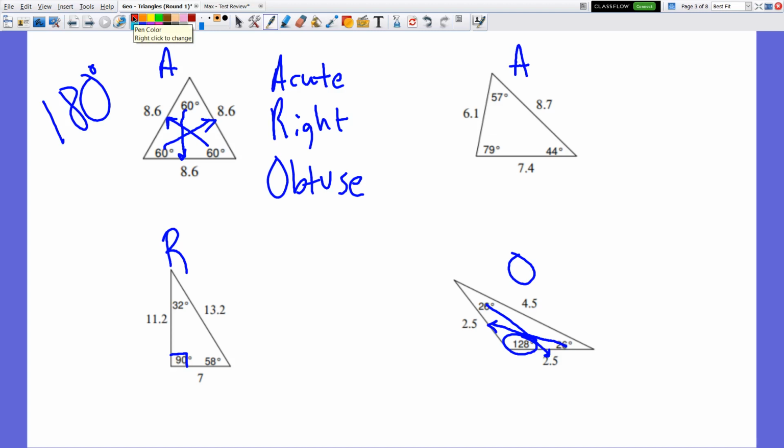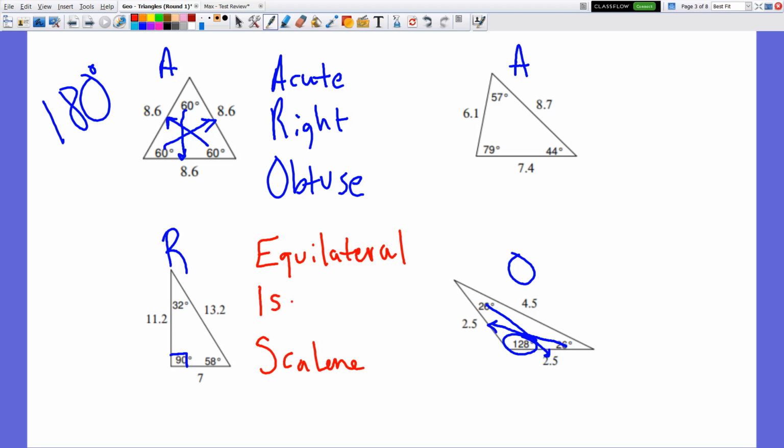Now what about if we classified by its sides? There are 3 words for that, and that is equilateral. Equi is a word part for equal, lateral is side, side movement, sides. And then you have scalene, which nothing is the same. So scalene is the one that is the complete opposite of an equilateral. In between, you'll have an isosceles. Isosceles means that 2 things are the same.